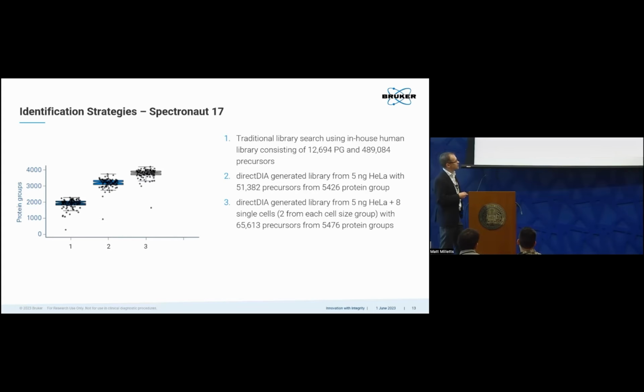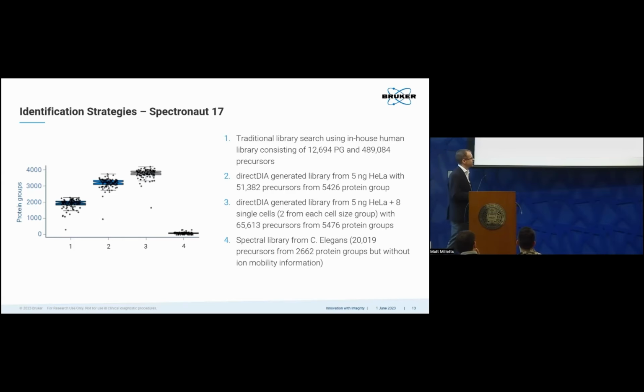Going a step further, as well as including that 5 nanogram HeLa data, also using data from 8 individual single cells, 2 from each cell size in that case, you can see we're now approaching about 4,000 proteins in terms of the IDs from these single HeLa cells. And then briefly, just to make sure we're not over-inferring data, this is also searching that same data set using a C. elegans library, and you can see we're identifying about 100 or so protein groups.